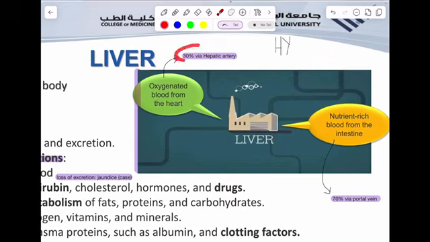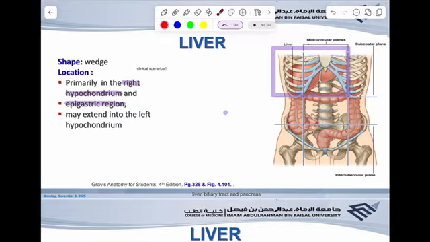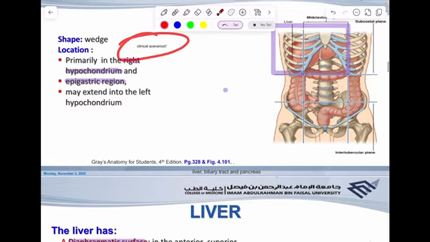We have 30% through the hepatic artery, and this is going to be oxygenated blood from the heart. And then 70% is going to be through the portal vein, and it's going to be nutrient-rich blood from the intestine. But the liver is a wedge-shaped organ. It's going to be primarily located in the right hypochondrium and the epigastric region. And of course we need to know this for clinical scenarios. And it can also extend into the left hypochondrium.